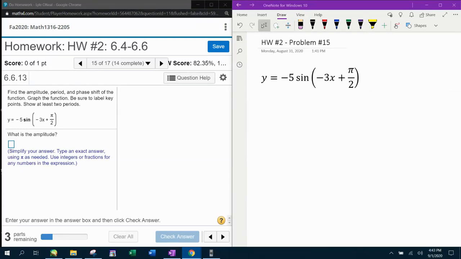All right, here we go. Question number 15 from our 13-16 homework number 2 in MyLab Math. Find the amplitude, period, and the phase shift of the function, graph the function, and some more stuff.